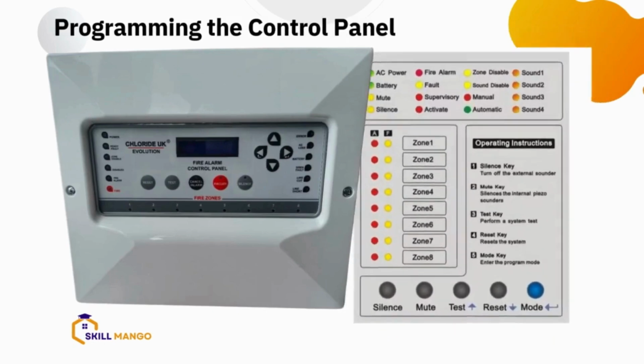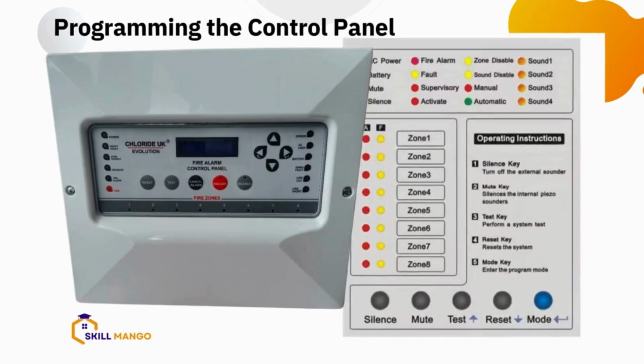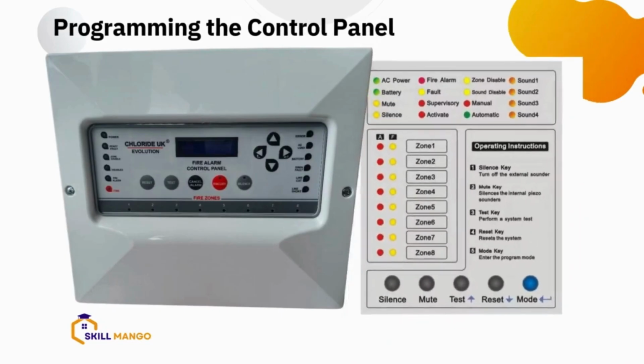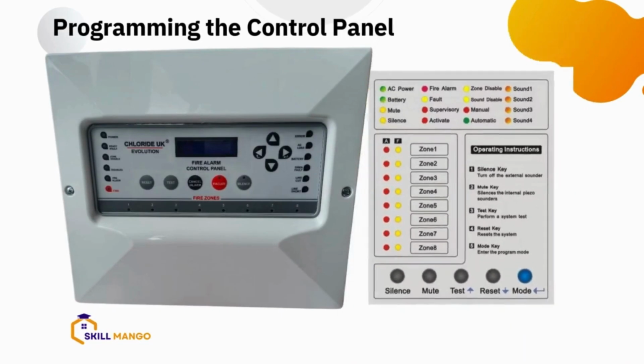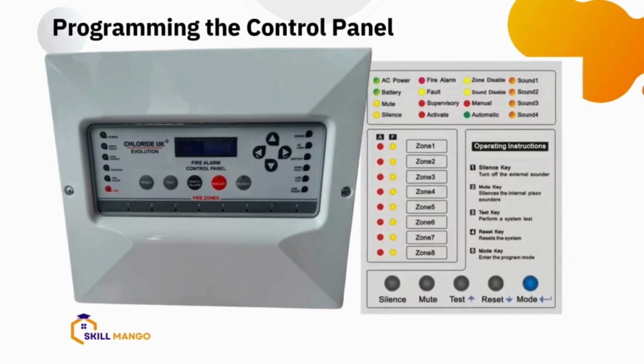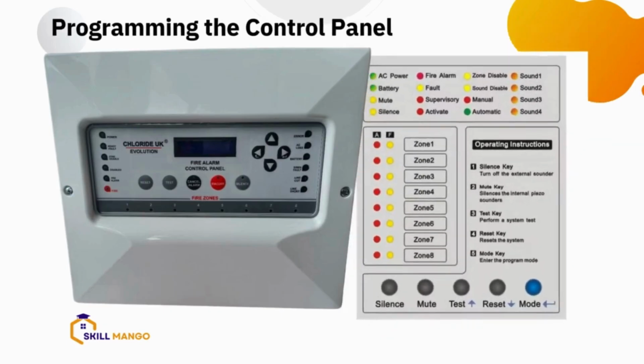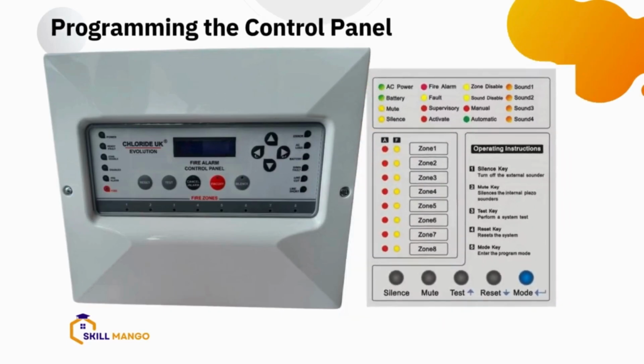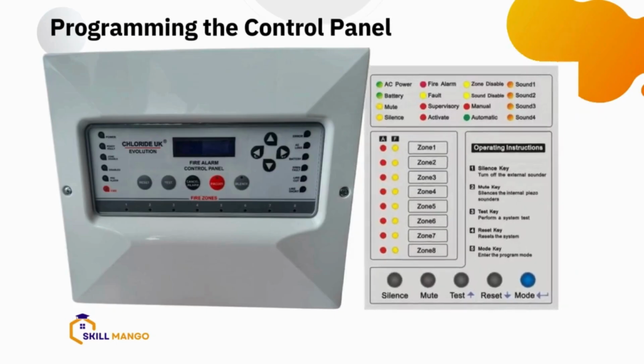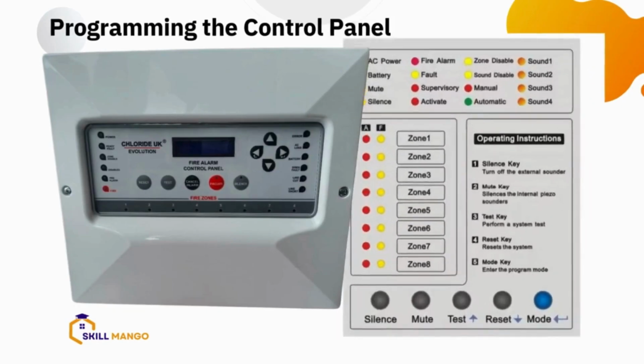So you can assign zones. After that, you can assign devices to zones. First of all, create your zones, then you can add devices to zones. You select smoke detectors, heat detectors, call points, and you can assign them to a particular zone that you have created. Then you can go and set your alarm.